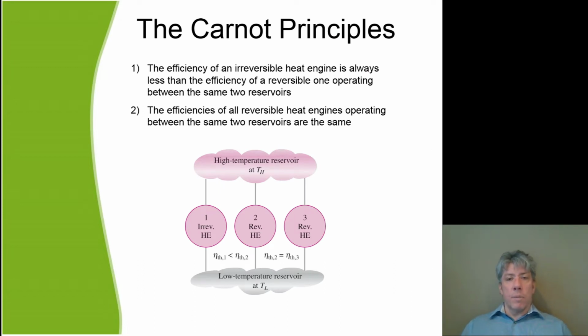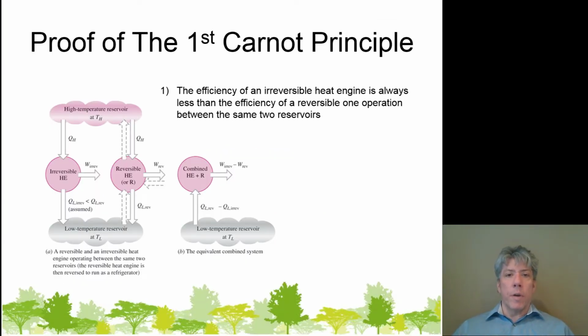Now, there are some principles we learned from the Carnot cycle. The first is that the efficiency of an irreversible heat engine is always less than the efficiency of a reversible one if they have the same 2 temperatures to work between. And the efficiencies of all reversible heat engines operating between the same 2 reservoirs are the same. So it doesn't matter what type of reversible cycle you come up with, it will be the same efficiency as the Carnot cycle.